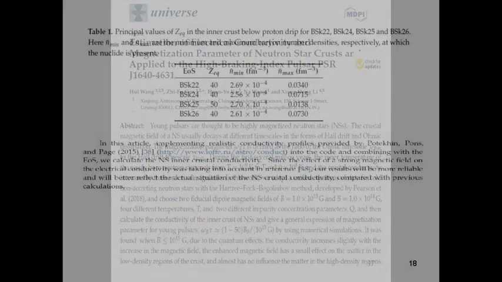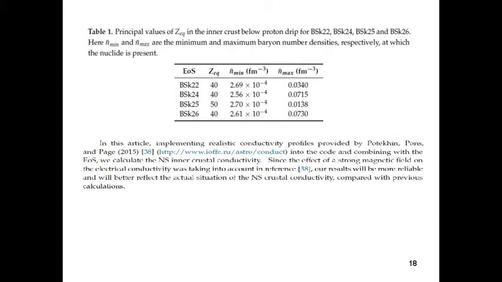We have adopted a unified equation of state for cold non-accreting neutron stars with the Hartree-Fock-Bogoliubov method. In Table 1, we list the principal values of computed equilibrium proton number Z_eq in the inner crust below proton drip for functionals BSk22, BSk24, BSk25, and BSk26. By implementing realistic conductivity profiles provided by Potekhin and Pons into the code and combining with the EOS, we calculate the inner crustal conductivity.